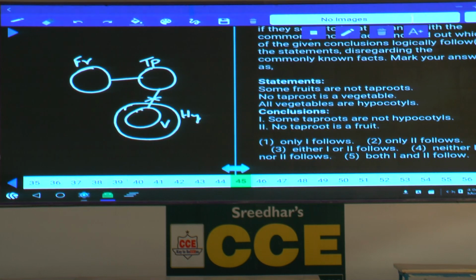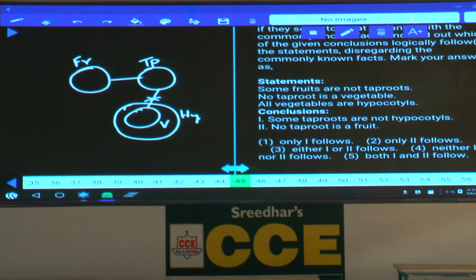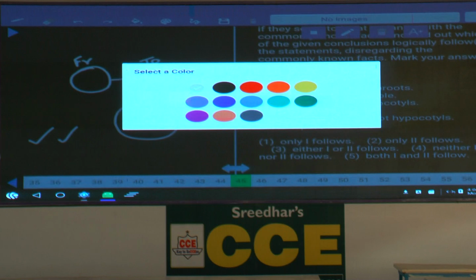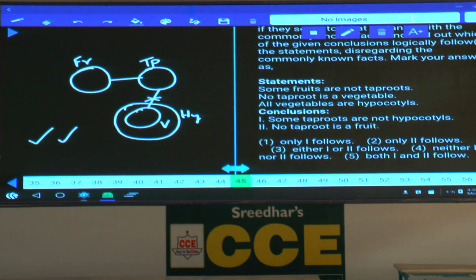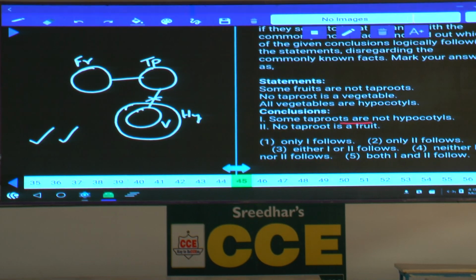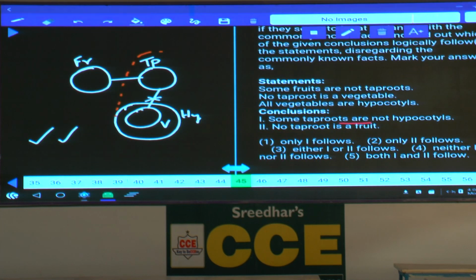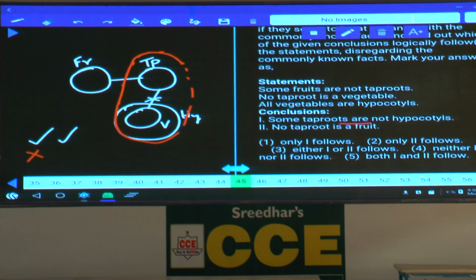Then first conclusion, some taproots are not hypocotyls. Now no taproot is a hypocotyl, hence some taproots are not hypocotyls is also true. And the second one, no taproot is a fruit, that is also definitely true. Both the conclusions are true, and both are negative conclusions. To make this one false, we need to prove its complementary pair. What is the complementary? Some taproots are not hypocotyls. Now I need to prove all taproots are hypocotyls. Is it possible or not? Now tell me whether we can draw hypocotyls like this or not. Yes, it is true. Hence alternate diagram proven, previous conclusion will be false.